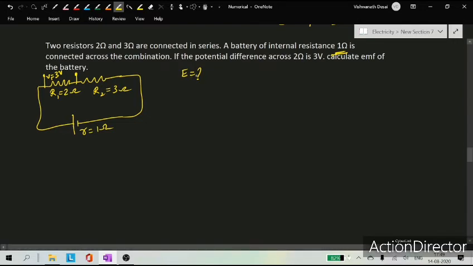So to calculate the EMF of the battery, the current formula you can use, I is equal to E divided by R plus r. You can use it. But do you know the R value? R means total resistance in a circuit. So total resistance in a circuit is series resistance. Two resistors are there. Since they are in series, you can use this formula. So here R is equal to R1 plus R2. Internal resistance is given. EMF you need to calculate, right?